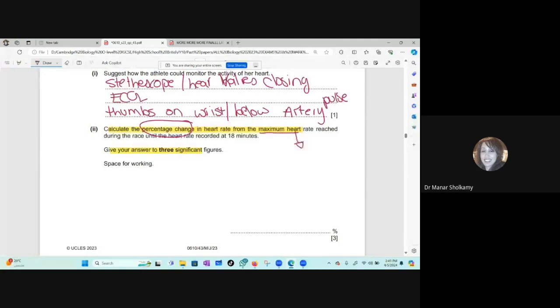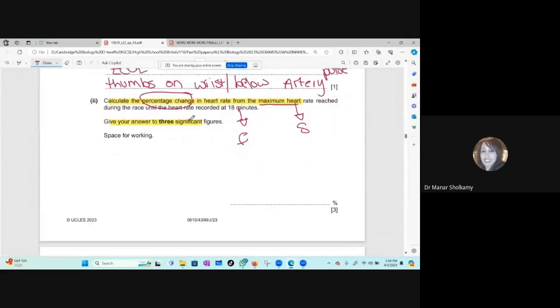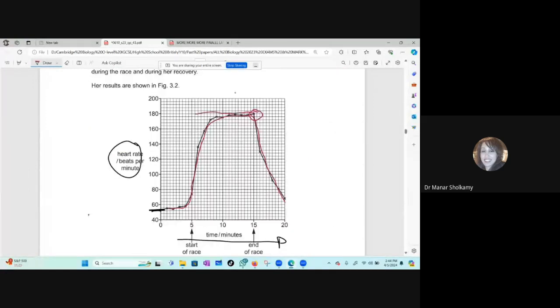From the maximum heart rate reached during the race until the heart rate recorded at 18 minutes. So the maximum heart rate is the starting value, and the heart rate reached at 18 minutes is the final value. Let's go to the graph. What is the maximum heart rate? Now this is easy. The maximum heart rate is how much? Stay with me.